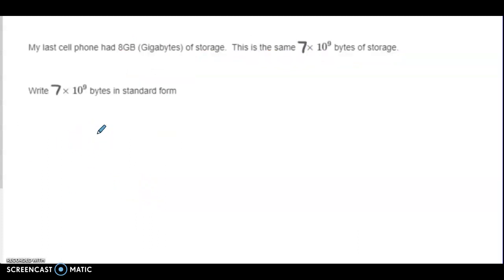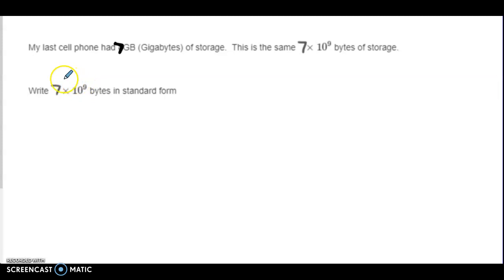My last cell phone had 8 gigabytes of storage. That's supposed to say 7. I changed this number. This is the same as 7 times 10 to the 9th bytes of storage. Write 7 times 10 to the 9th in standard form.